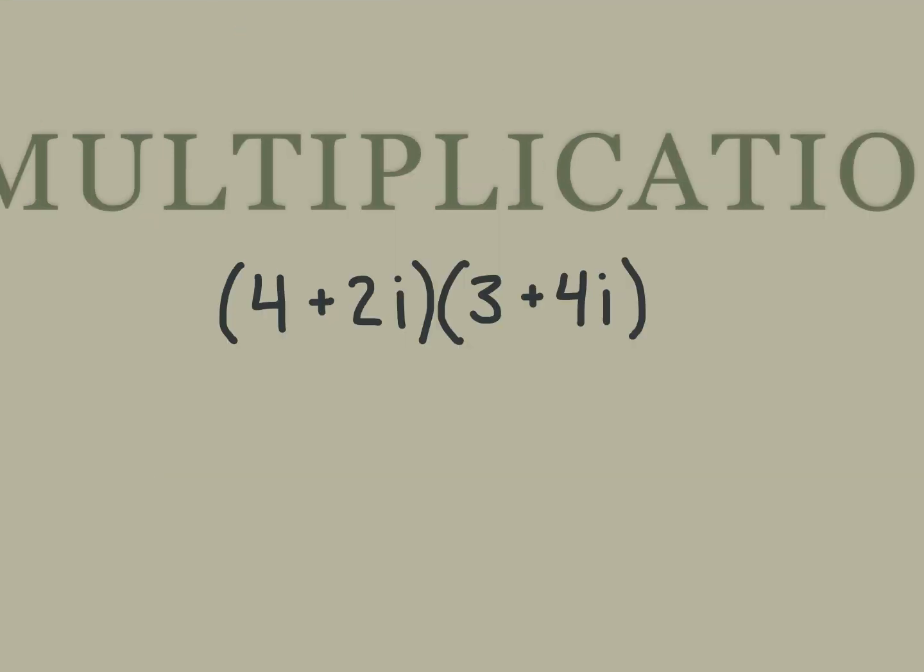What do I have to do here? FOIL. Since I have two terms times two terms, I have to FOIL. So I'm multiplying the first, the outer, the inner, and the last. So what are the first terms I'm going to multiply? 4 times 3. What's 4 times 3? 12. Then the outers. What are the outer ones? 4 times 4i. So what's 4 times 4i? 16i. Awesome.